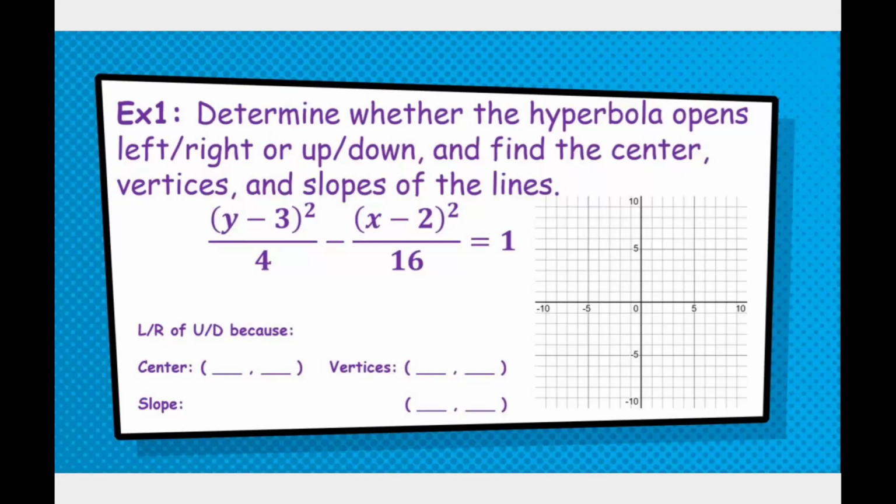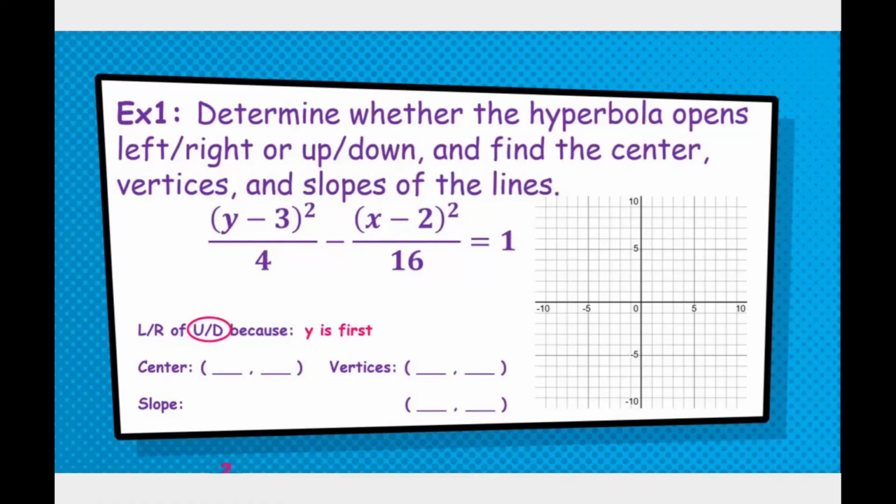Okay, so we're going to determine whether the hyperbola opens left, right, up, or down, and we're going to find the center, vertices, and slopes of the line. So we're going to start with, does this graph open left, right, up, or down? Well, let's look at what is written first. Which one does not have the negative in front of it? That would be y.